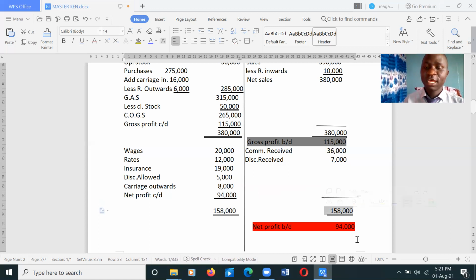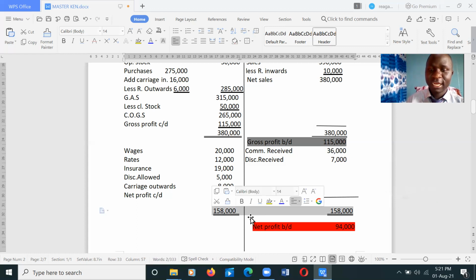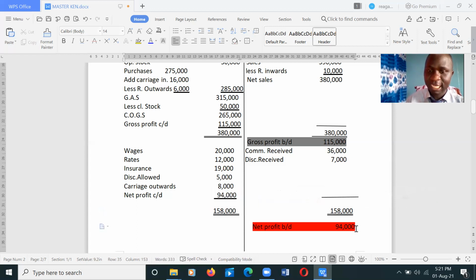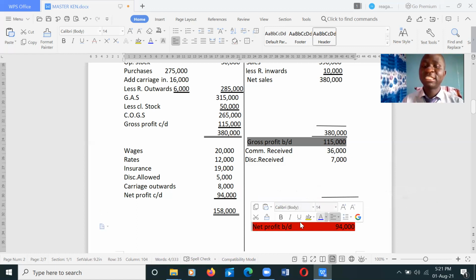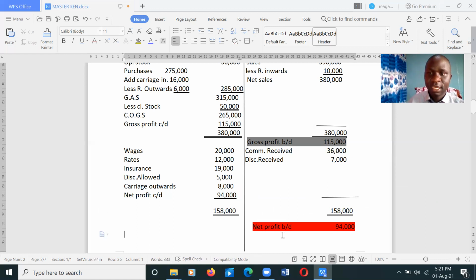And then the same as the revenue side, 158,000. After that, the amount that you got as net profit carried down, which is the difference between revenues and expenses, you bring it down after having balanced, and write it here, the way I've indicated, as net profit brought down to be 94,000. At that point, what we have prepared is what you call the profit and loss account.